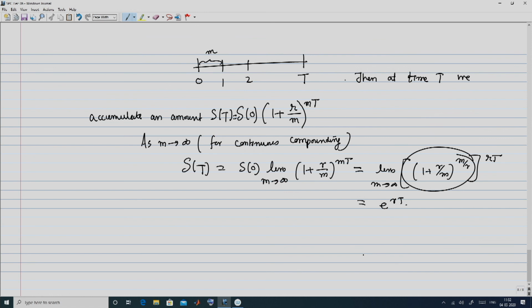Now, here I took t to be some fixed number of years, but it is true in general for any other time point. So, that means that if your r is the interest rate, and you start off with an amount of S0, then at time small t, your S of t is going to be S naught into e raised to r of small t.